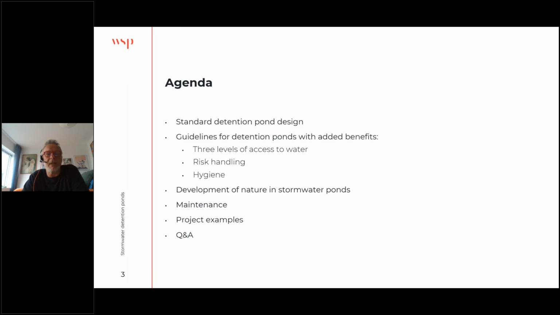Today's program, I'll just go briefly through standard detention stormwater pond designs, and then I'll go through a guideline we made for how to make ponds with added benefits, and talk about levels of access to water, risk handling and hygiene. I'll talk about how we work actively with developing nature and biodiversity in stormwater ponds, and briefly mention maintenance, and then I've got 3 projects as examples with a lot of photos in the end.